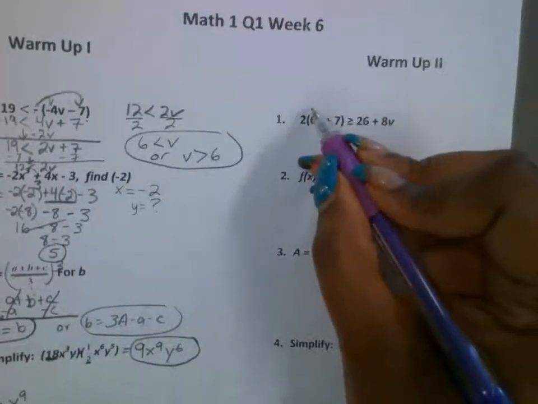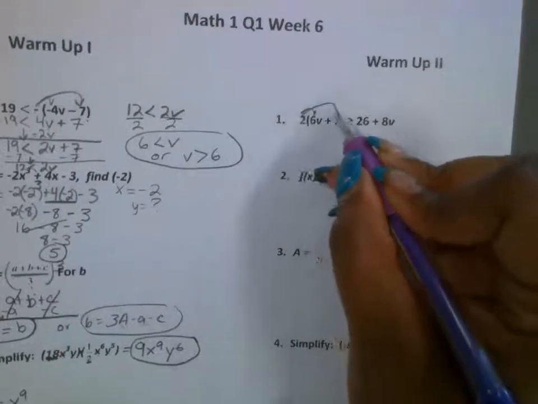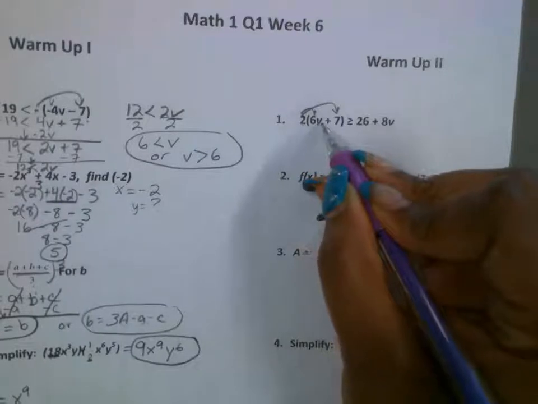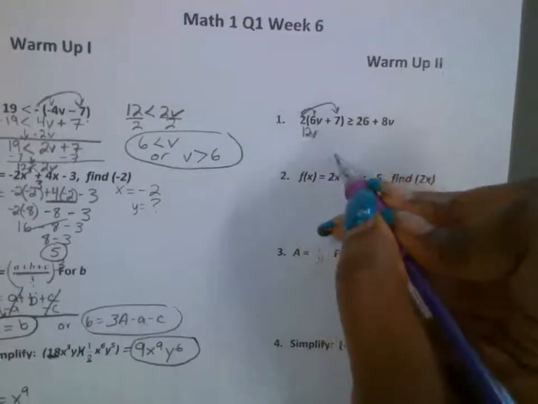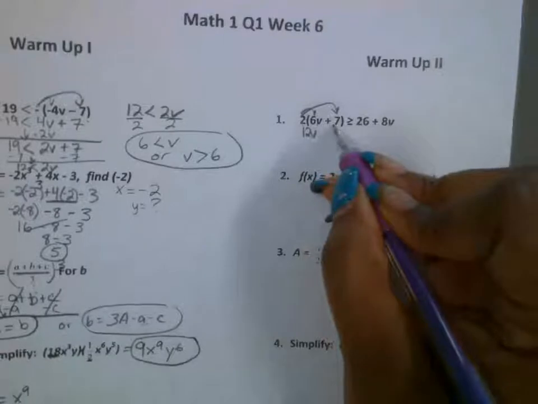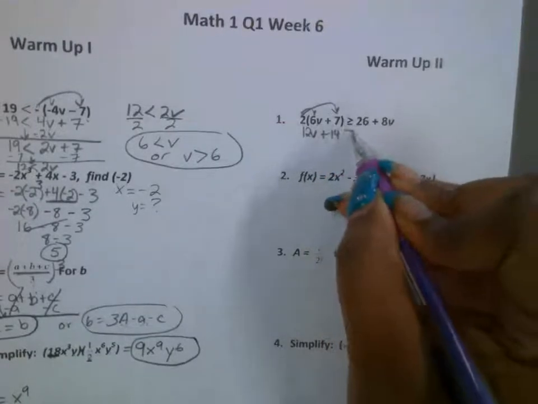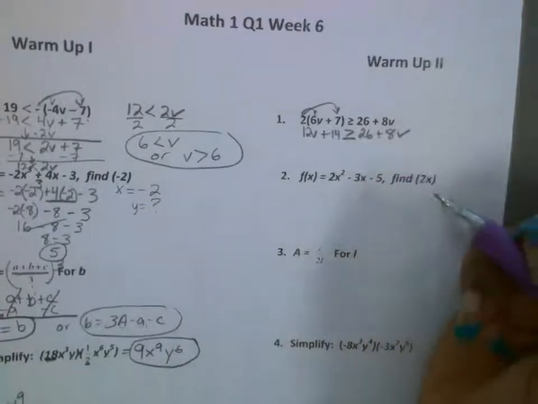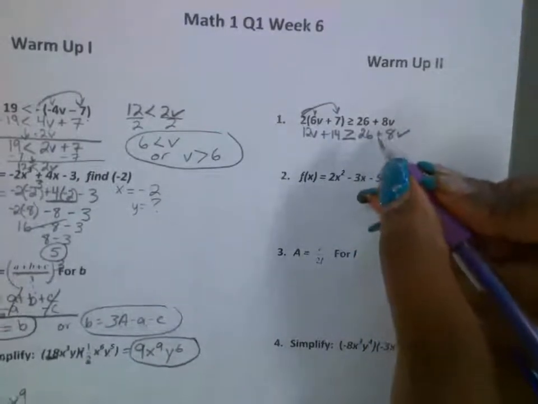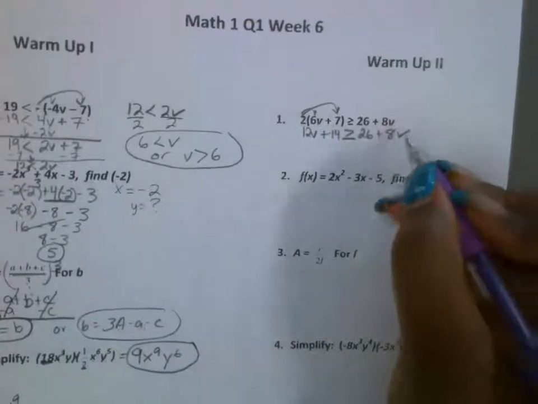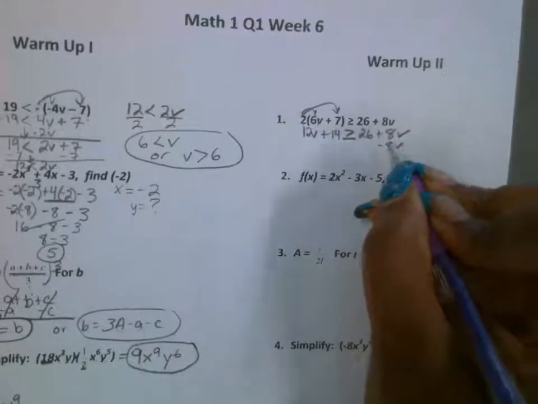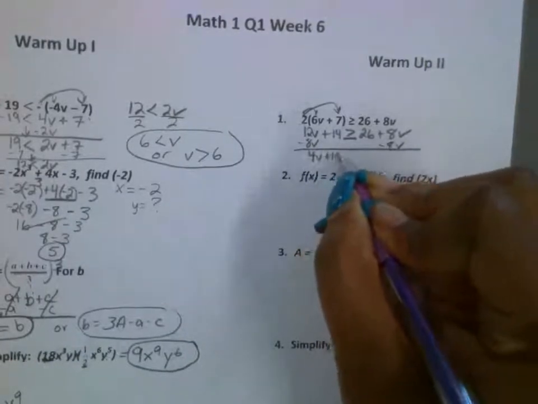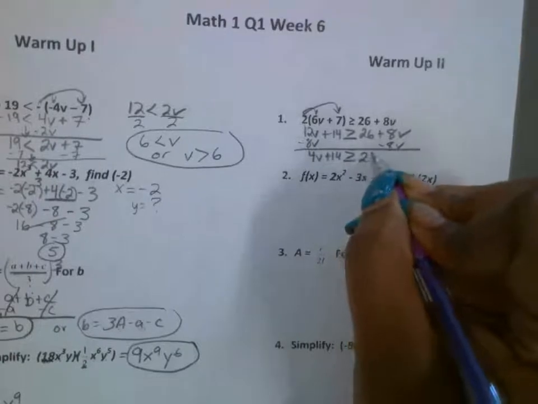Here we are going to do distributive property. So this is going to give us 2 times 6V, which is 12V. This is 2 times 7, which is 14. Bring down the greater than or equal to. Bring everything else down. Okay, so now here we're going to move the variables to the same side. This is smaller, so let's just subtract 8V and put it over here. This gives us 4V plus 14 greater than or equal to 26.